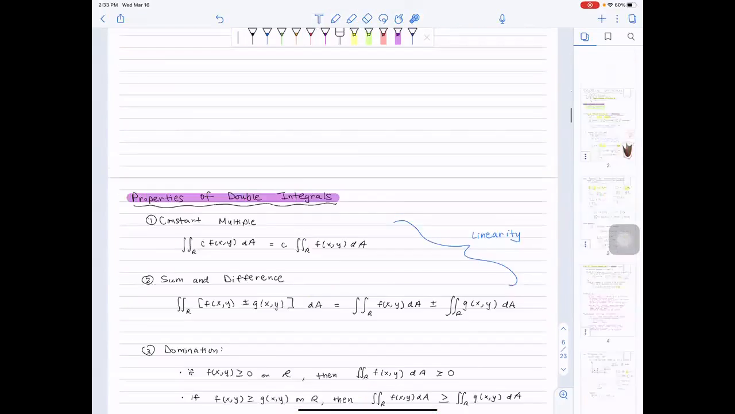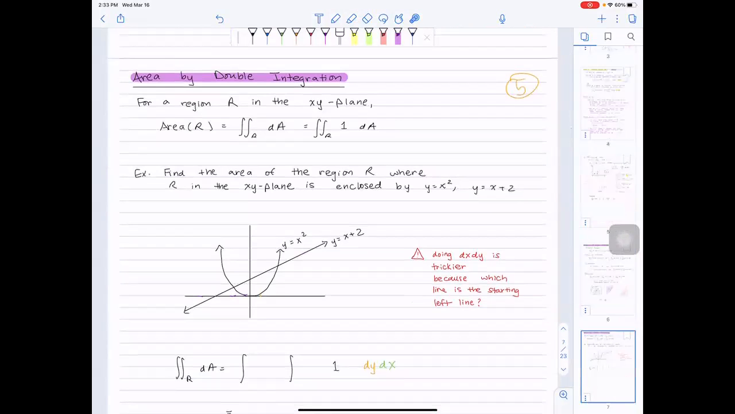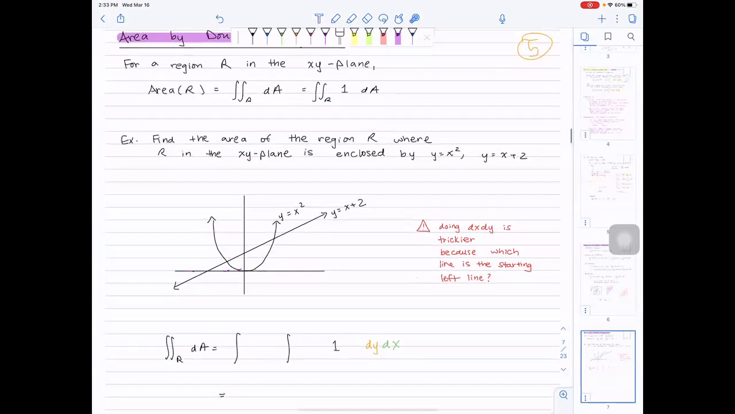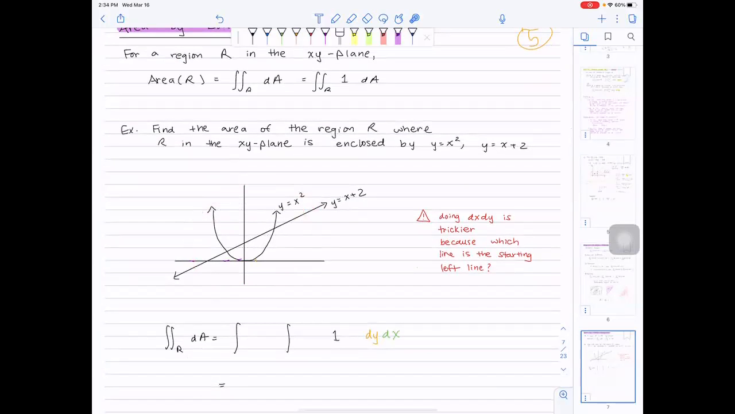Let's continue. What if we wanted to find the area using double integration? The only difference now is that in our expression, we don't put a function. We just put 1, and that gives you the area. So for example, find the area of the region R, where R in the xy plane is enclosed by y equals x squared and y equals x plus 2. Yes? Do we find the area by just doing one integration and the function?